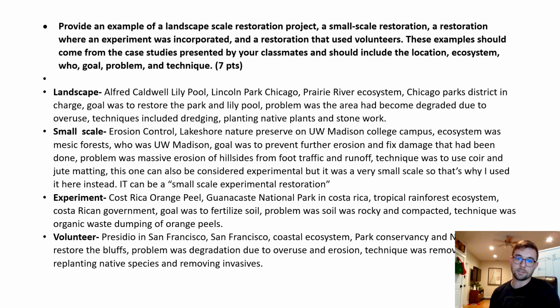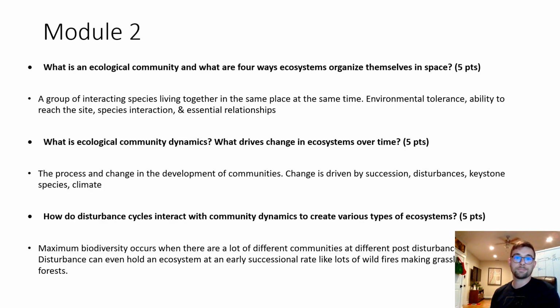A volunteer project would be the Presidio in San Francisco, California. It was a coastal ecosystem. The Park Conservancy and the National Park System were in charge. The goal was to restore the bluffs. The problem was degradation due to overuse and erosion. The technique was removing trails, replanting native species, and removing invasive species.